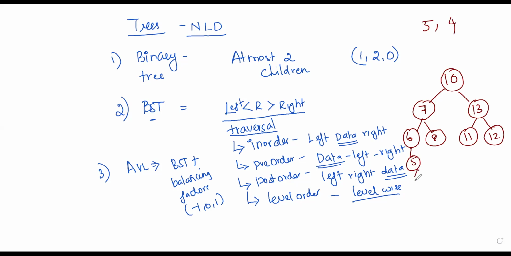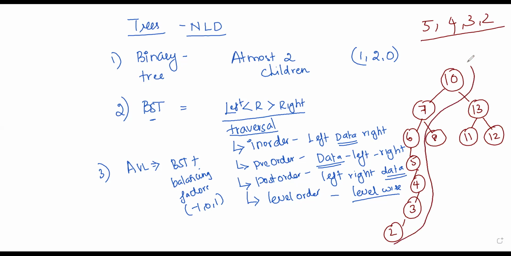4, again by the property of binary search tree, will be put here. If another data is 3, I'll put it here. And again 2, here. So if I keep on including the smaller values, they will be filled in the left subtree only. It's just filled in only the left subtree of this root node. So the left subtree will keep on increasing.